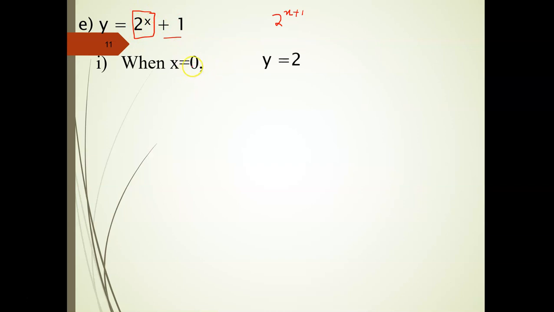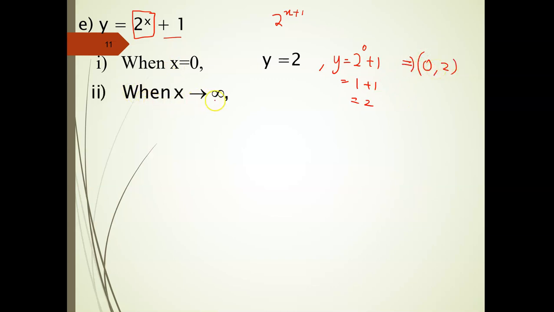Okay, so when x equals 0, then your y will be 2. Why is it 2? Because 2 power of 0 plus 1: 2 power of 0 is 1, and 1 plus 1 is 2. So you will have a coordinate of (0, 2). When x approaches infinity, then your y will approach infinity. When x approaches negative infinity, then your y will approach 1.